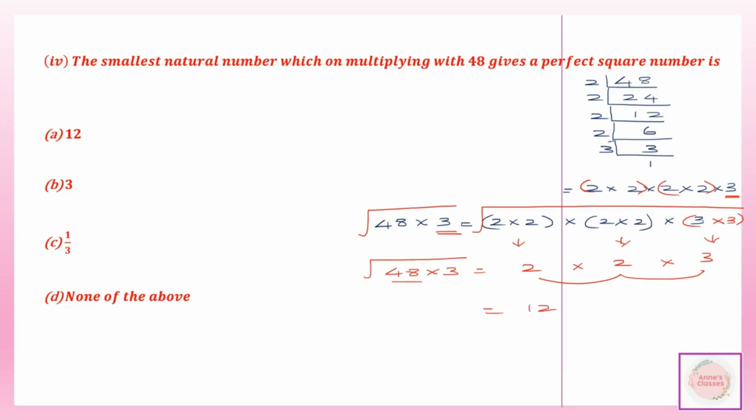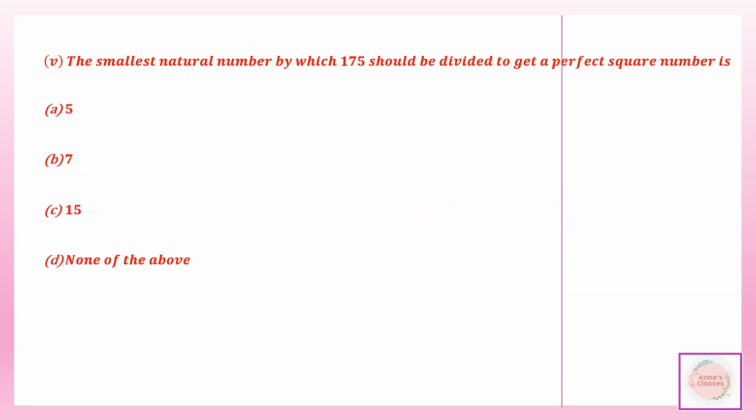And here when you multiply these, what do you get? 48 into 3 is 144. And you see the square root of 144 is 12, because 12 into 12 is 144. So we got our answer. Which is the number that doesn't have a pair? The number that doesn't have a pair is the smallest natural number. Which one is that here? Option B. This is the smallest natural number, which when you multiply with 48 gives a perfect square number.